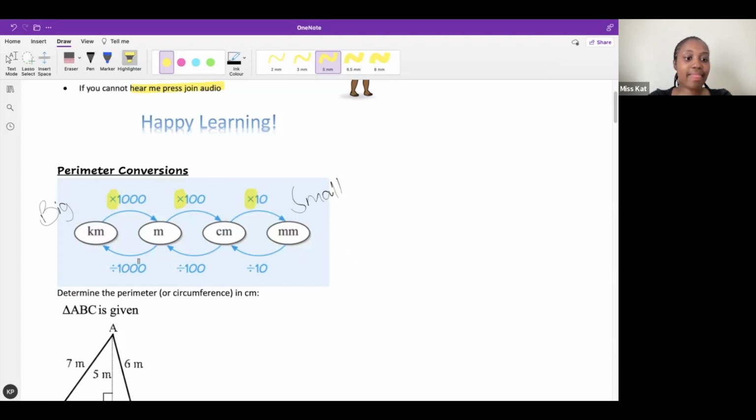All right. And then, of course, what does KM stand for? Let me see if you guys actually know what these stand for. What does KM stand for? Yes, Chichi. The KM stands for kilometers. Kilometers. And what about the M? Meters. What about CM? Centimeters. And the last one, MM? Millimeters. Beautiful.